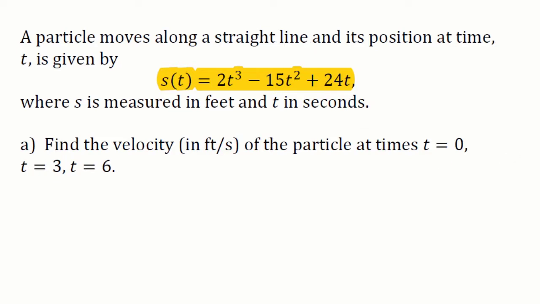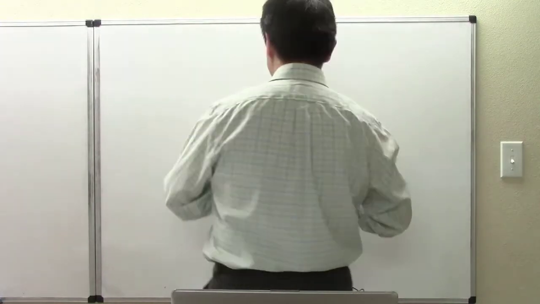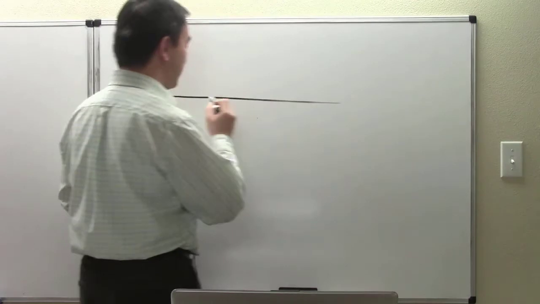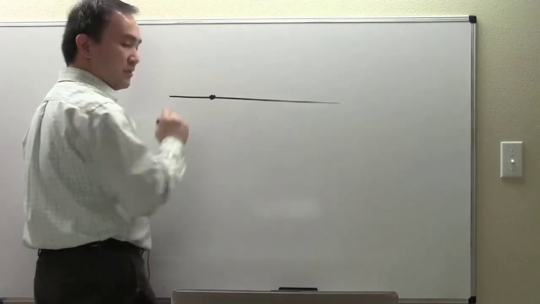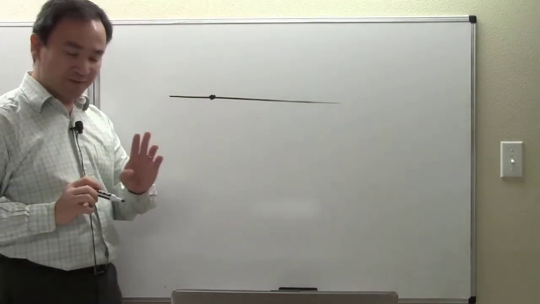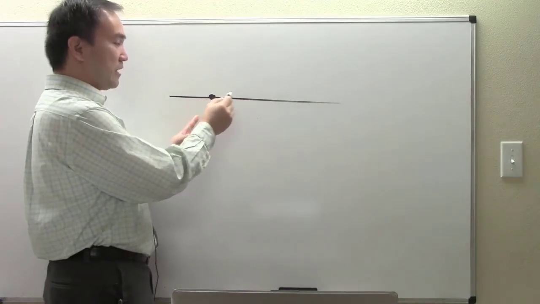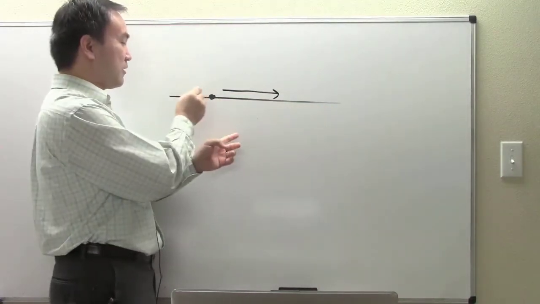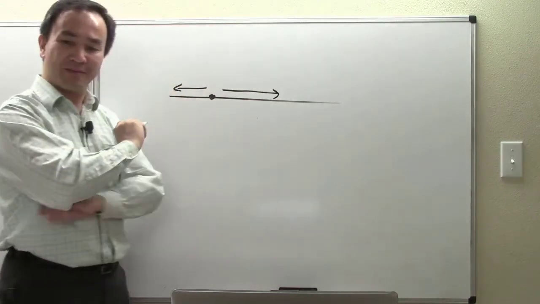Before I go any further into reading the actual question, let me get back on the board and explain a couple of things. Think about a straight line with a particle moving. As far as motion, the particle can be moving that way, which we can call forward, or the particle can be moving this way. You see what I'm saying?